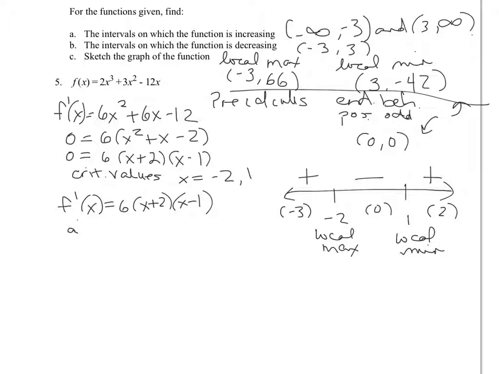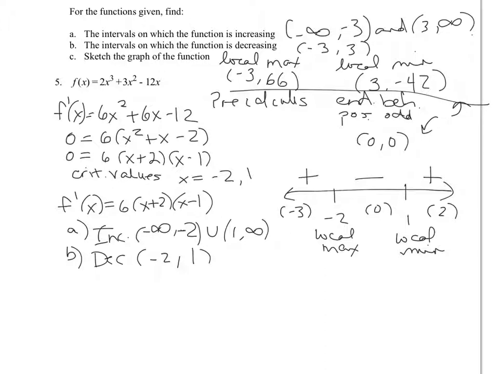So for A, give me the interval or intervals where the function is increasing. Negative infinity. Okay, so it increases from negative infinity to what? Negative 2. And then the second interval starts where? At 1. Yes, from positive 1 to positive infinity. Very good. Those are our two intervals that are increasing. And the interval that's decreasing is between negative 2 and 1. Excellent.